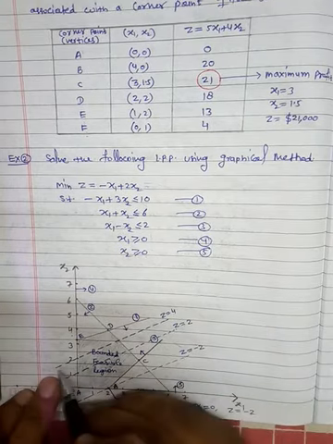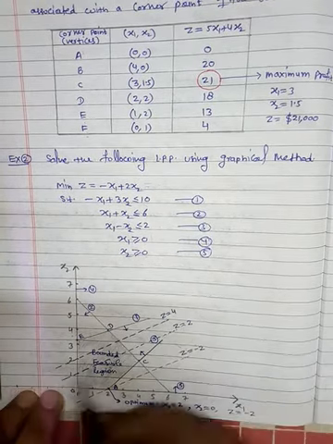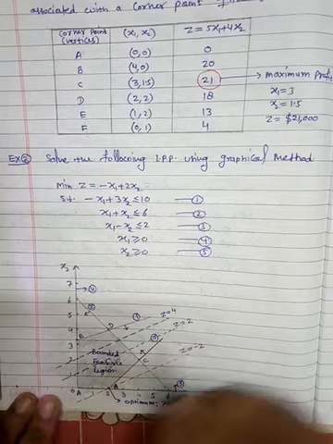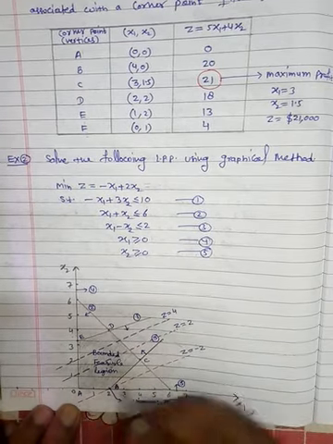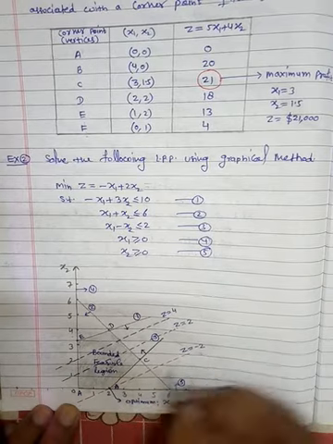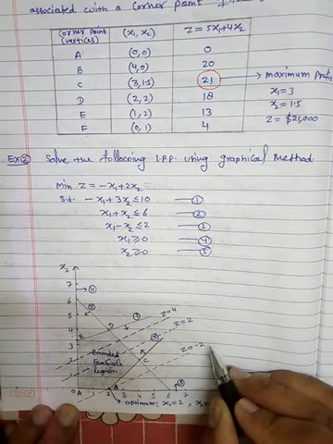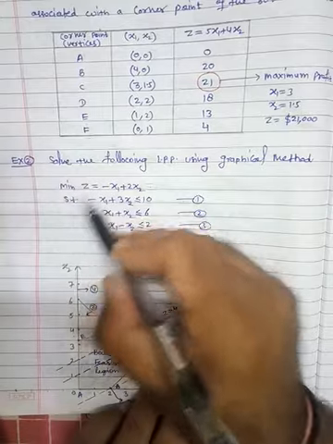Similarly, this is the line for z is equal to 4. This is the line for z is equal to 2. And now draw the parallel lines. And finally, you will see that this red line is basically for z is equal to minus 2. So we can see that this is the minimization problem.